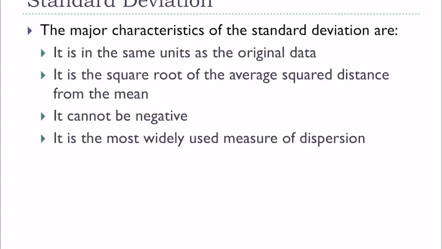So some characteristics about standard deviation here. Again, we get back to the same units as the original data set. That's very important. The square root of the average square distance from the mean. So that's what it's showing us, is on average, how far are we from the mean of our data set. It cannot be negative, and it is the most widely used measure of dispersion.